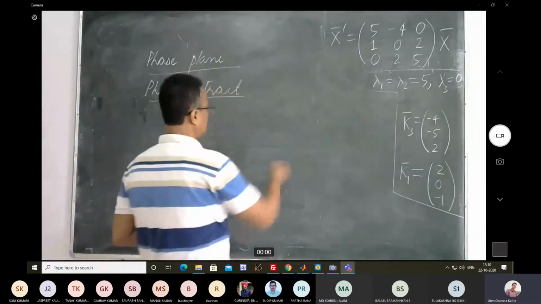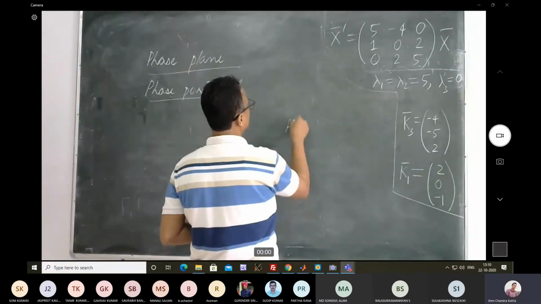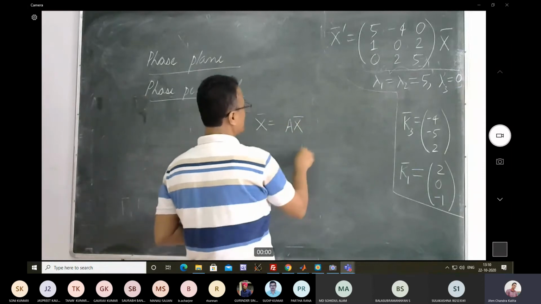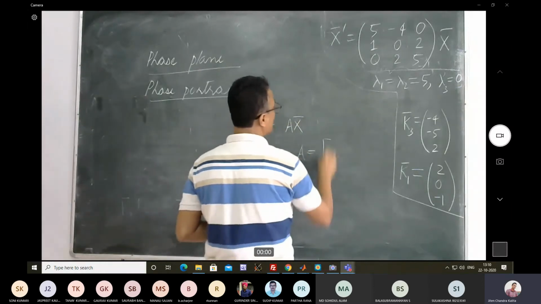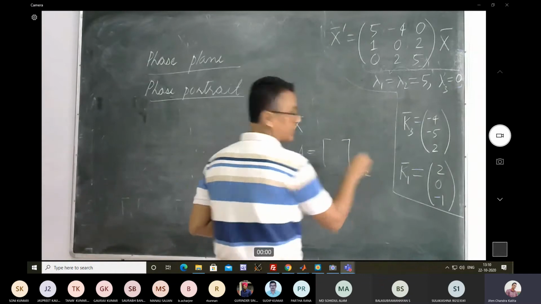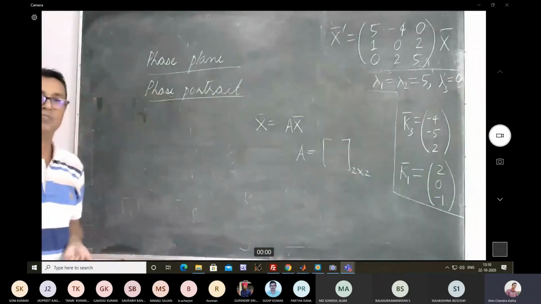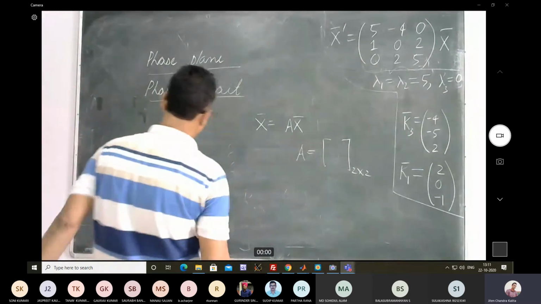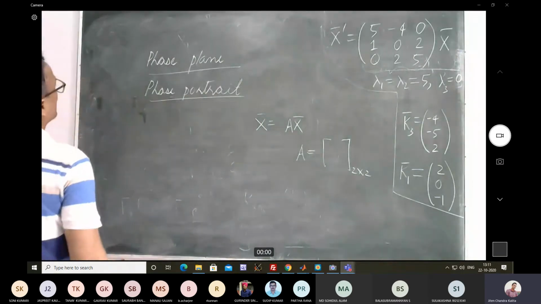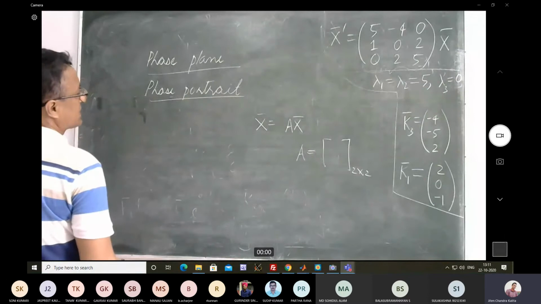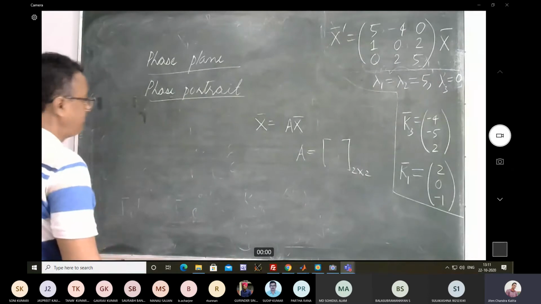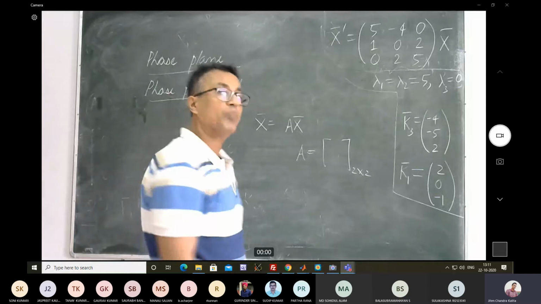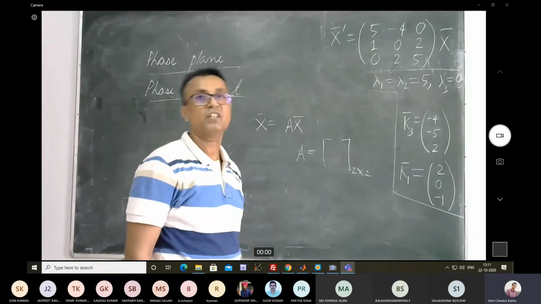Let us assume that I have something like this, where A is a 2 by 2 matrix. See, let me tell you. Generally, we are interested in the evolution of some variable while solving a differential equation.